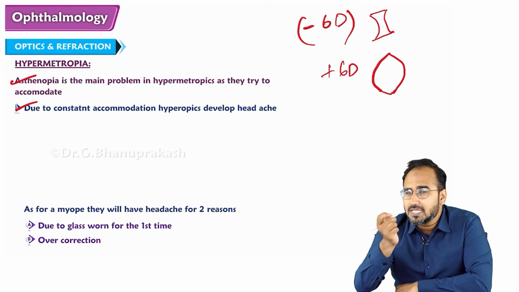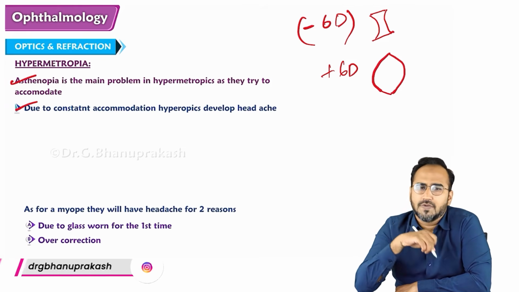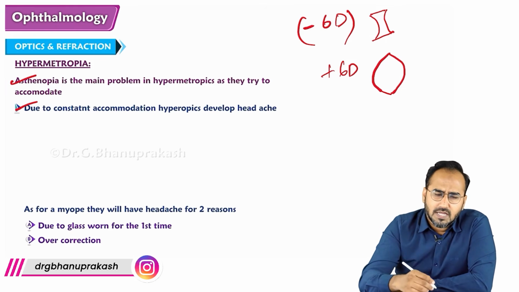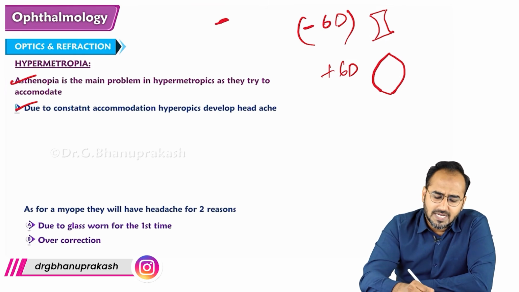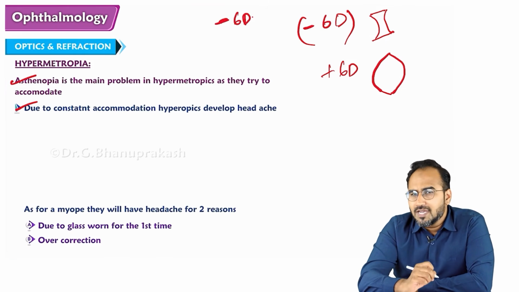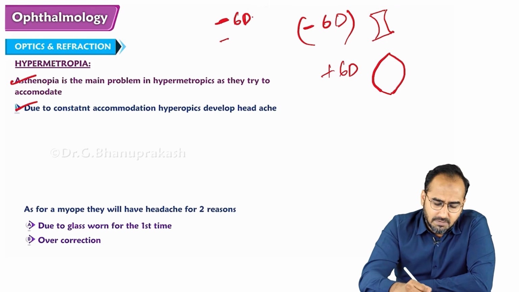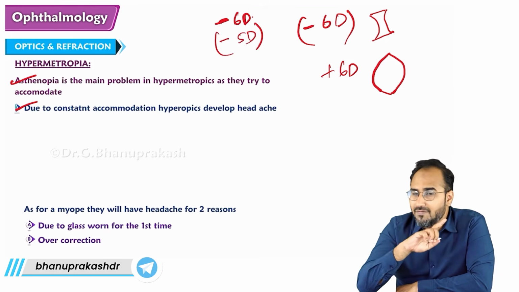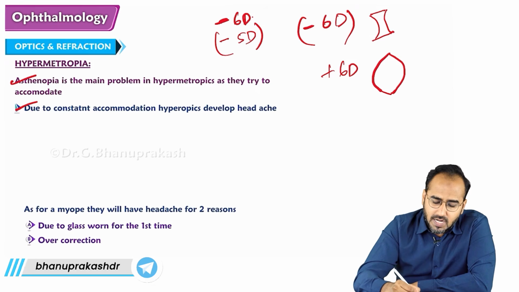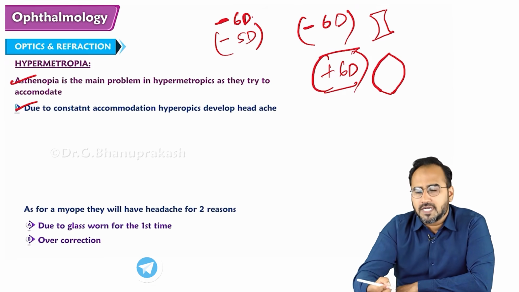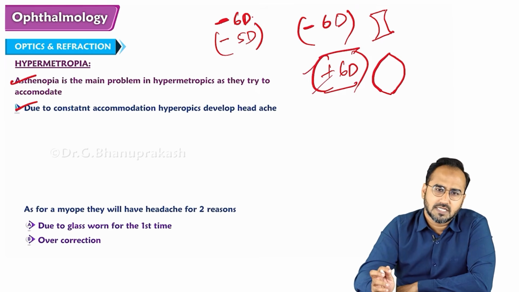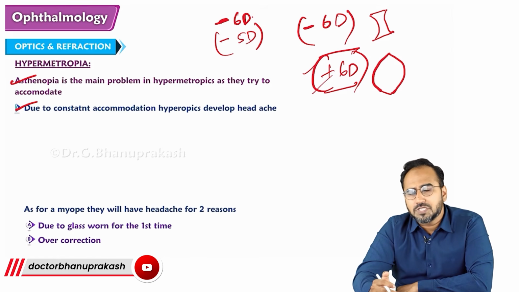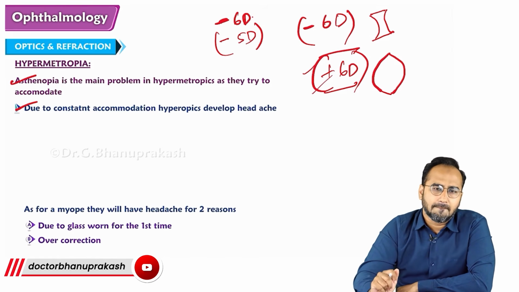And while prescribing the glasses, a small hint: when a patient is diagnosed with myopia, if at all, while testing, his sight is coming as -6 diopters, never give him -6 diopters, give him -5 diopters. Always undercorrect the myopics, never fully correct the myopics. Whereas hypermetropics have to be fully corrected. If it is +6, give him +6. For myopics, always undercorrect. For hypermetropics, always fully correct.